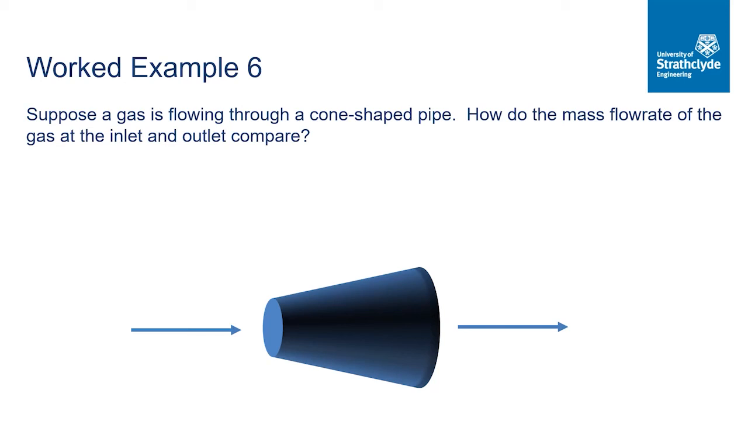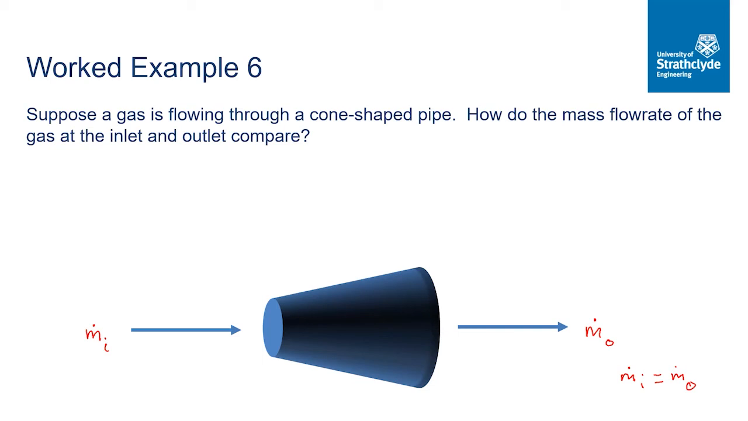And we're asked to compare the mass flow rates of the gas at the inlet and the outlet. Well, one thing we know, from the law of conservation of mass, and intuitively we can determine this, is that the mass flow rate in, let's call it m dot I, must be equal to m dot O, or the mass flow rate out. So for the law of conservation of mass to be considered true in this case, we must make the inlet mass flow rate equal to the outlet mass flow rate.